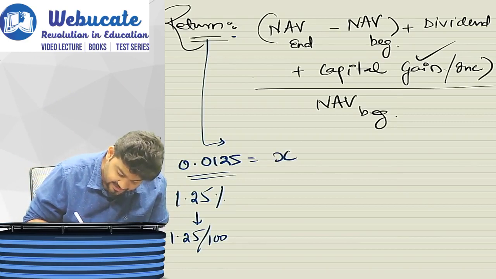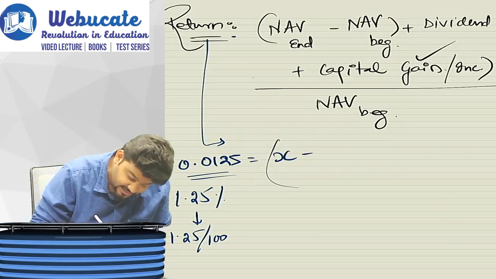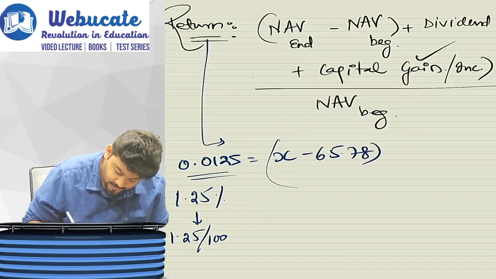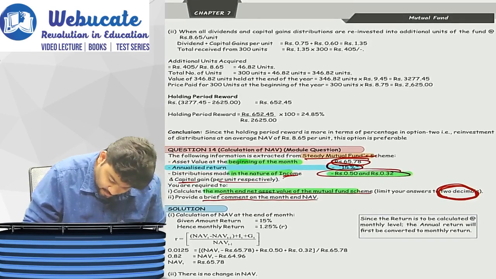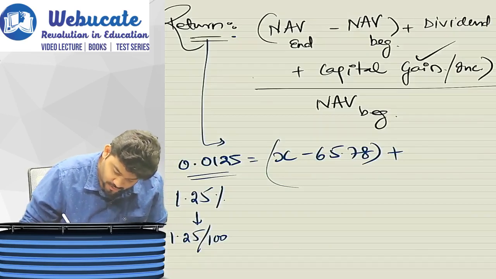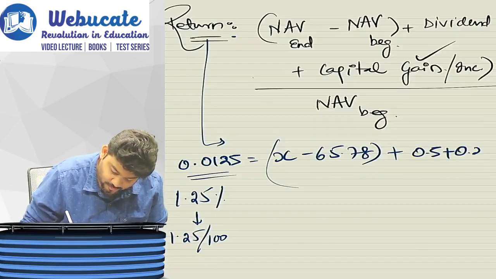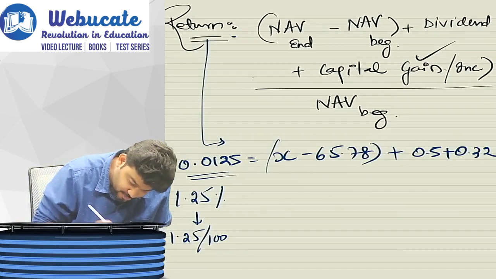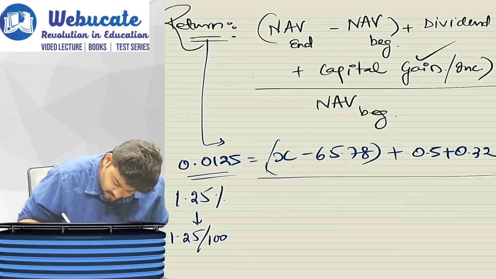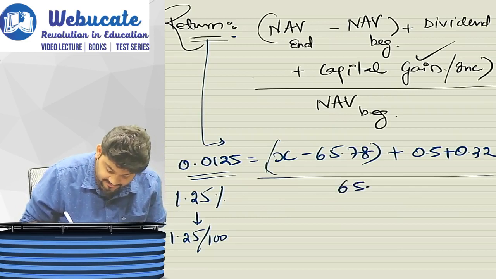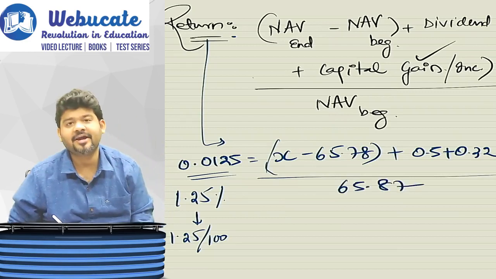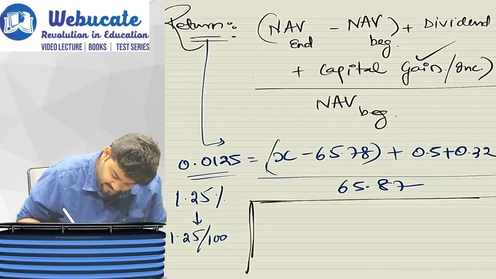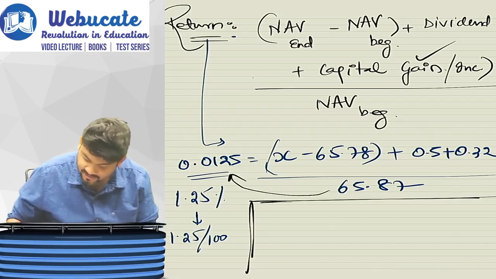Okay, NAV at the end is what we have to calculate. Let's put that X. NAV at the beginning, they have given as 65.78. Dividend, they have given, yes, as 0.5 and 0.32. So, 0.5, 0.32 divided by the NAV at the beginning, which is 65.78, right? Now, let's start with the working. So, 65.78 into 0.0125.